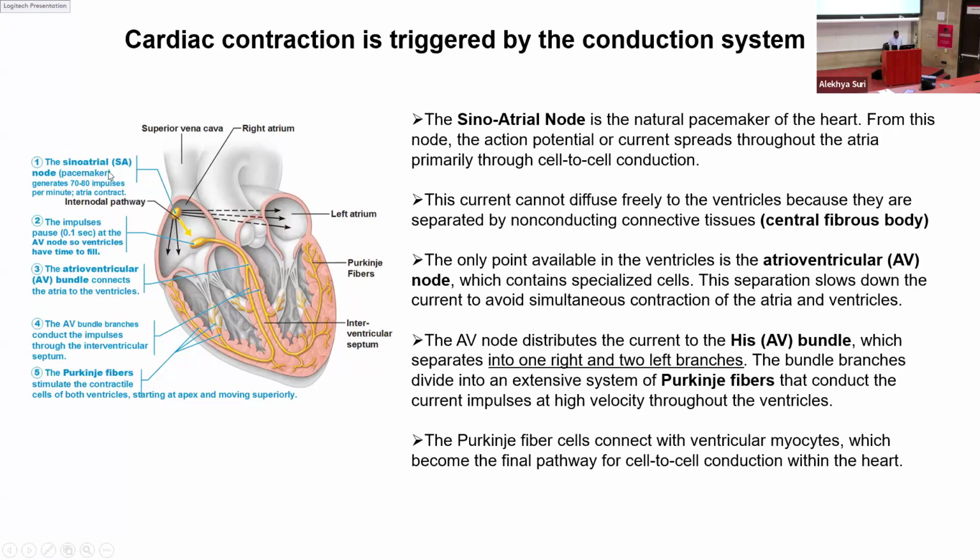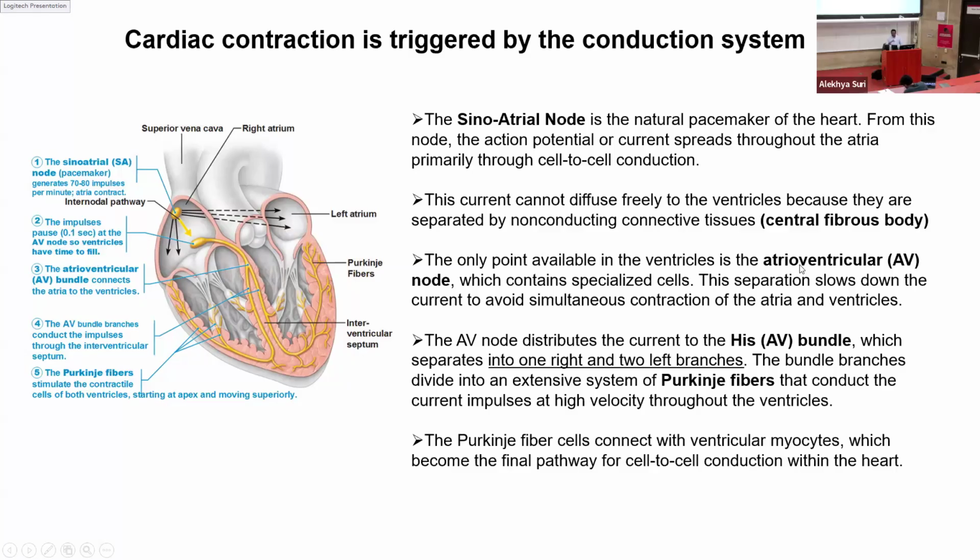And this SA node generates 70 to 80 impulses per minute, which indicates the heart rate. So heart rate means the action potential which is developed in the SA nodal cells, which is about 70 to 80 per minute. And then this signal goes into the AV node or His bundle, which is located in the central fibrous body. And for that, it will take a 0.1 second time delay.